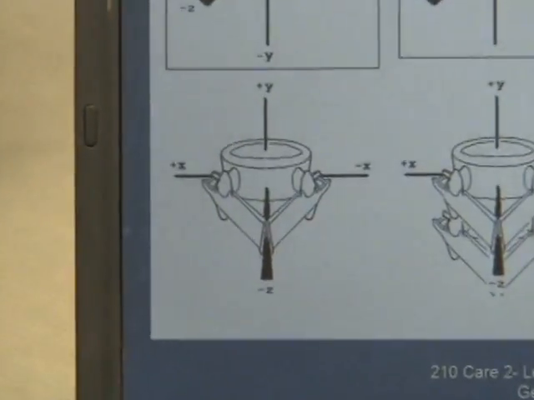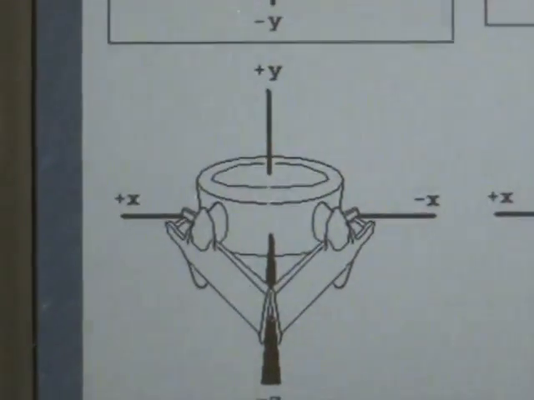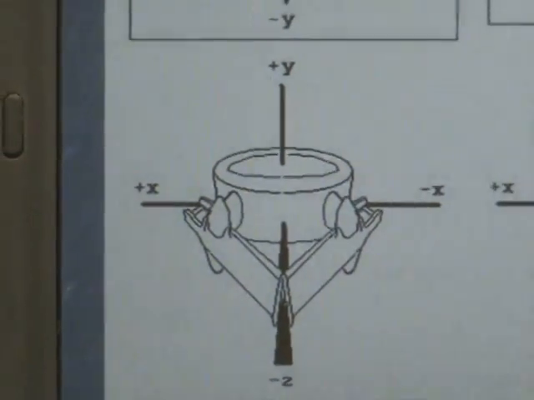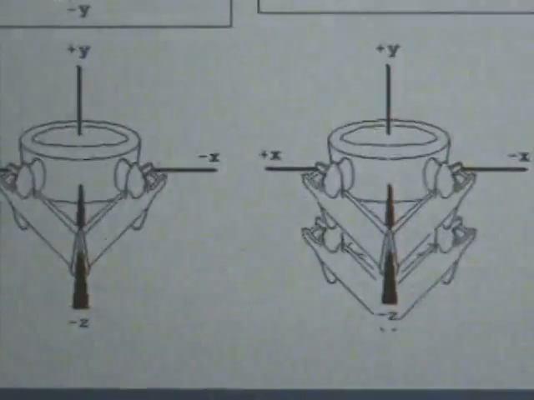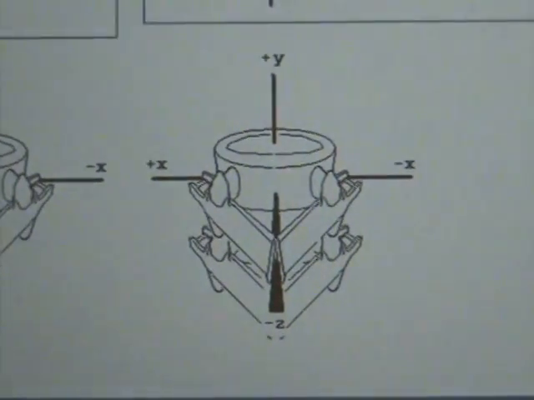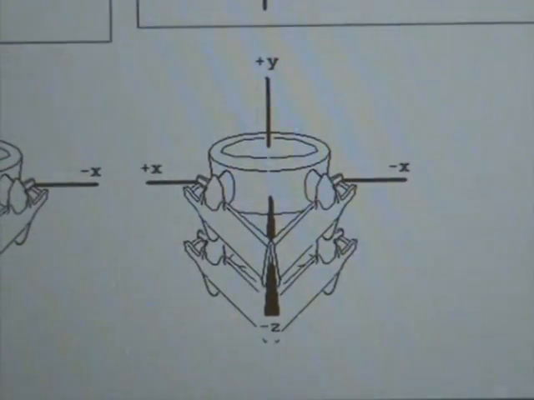Next, we have a representation of the coordinate planes with respect to one vertebra, then two vertebrae stacked upon each other.